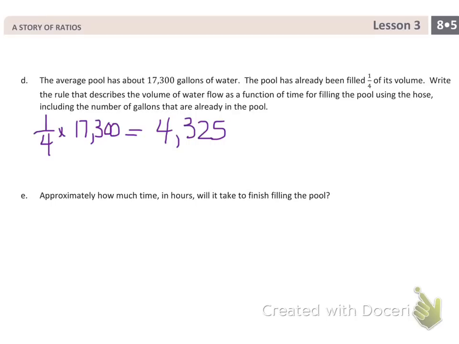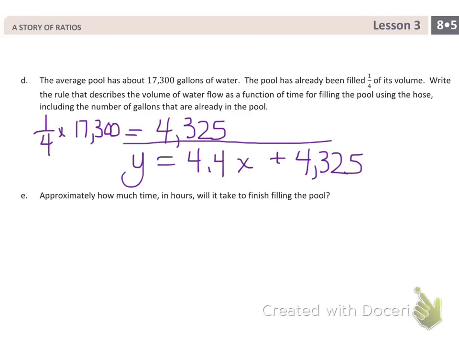So that function should just be this, right? The flow rate is the same. So it's the 4.4 gallons per minute times the number of minutes plus the water that's already in the pool, which is 4,325. Okay, so there's our function rule right there.